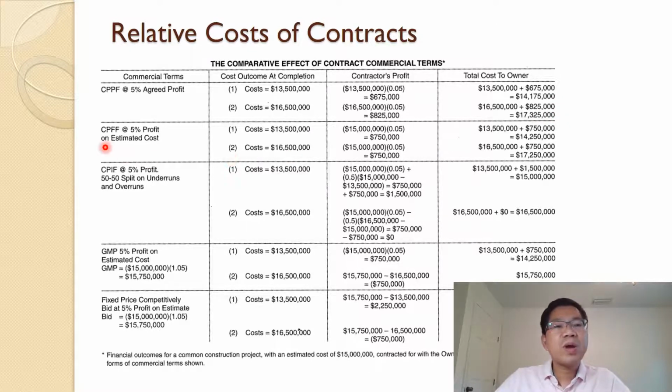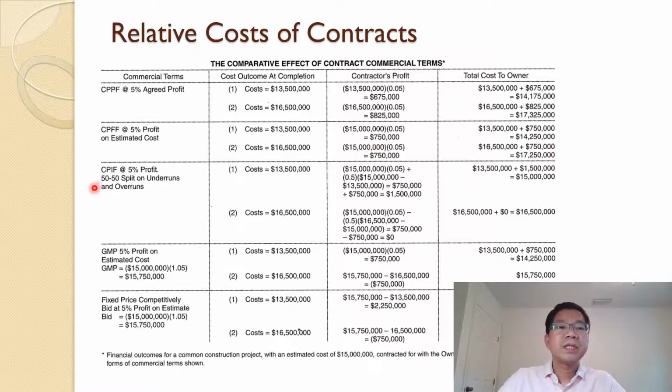Go to the next one, cost plus fixed fee, CPFF. Regardless of the project cost, the contractor will receive a fixed amount of fee. So in both scenarios, you see there, the contractor received the same amount of money, 750 fixed fee, and of course the owner will pay the cost and the fee.